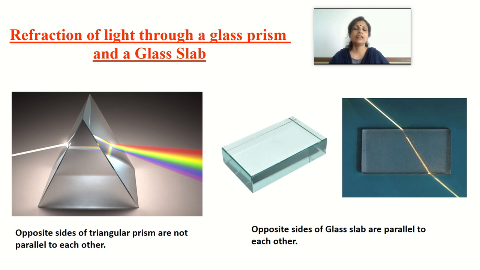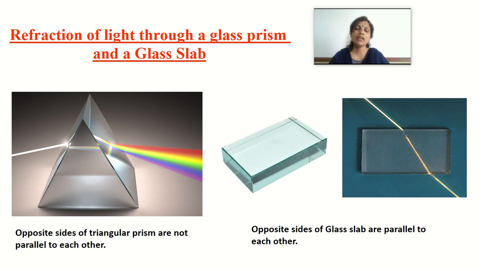Let's now understand the difference between refraction of a ray of light through a glass prism and through a glass slab. Now children, when a beam of white light falls on a glass prism, it splits into 7 constituent colors. But this doesn't happen in case of a glass slab. We have seen this activity in the previous lesson, that when a ray of light passes through a glass slab, it changes its direction and the incident ray and the emergent ray are parallel to each other.